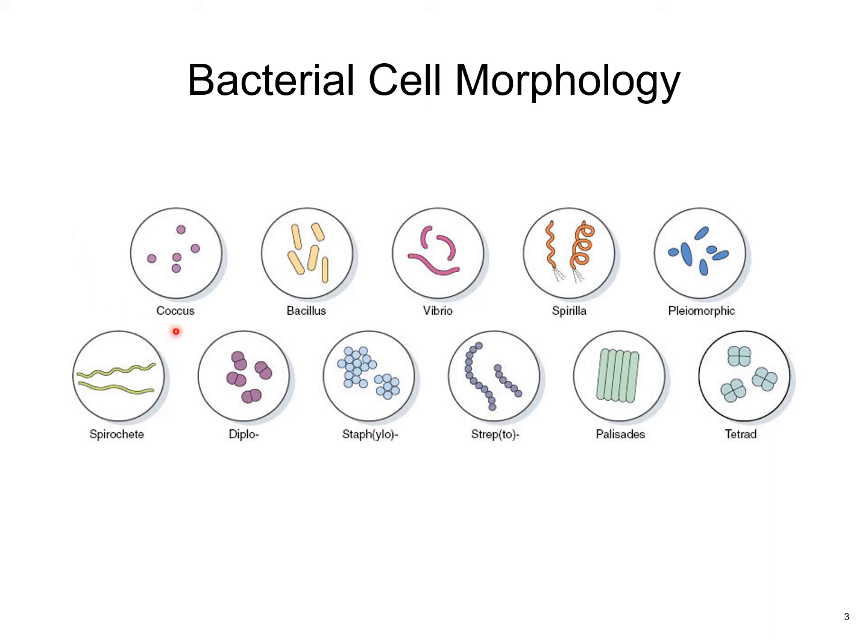This is cocci, one coccus, multiple cocci. This is a bacillus, bacilli. Vibrio, see they're curvy. Spirilli, they're spiral shaped. This is pleomorphic. This is all one organism, but look at the different shapes. This is a spirochete, it's curlicued.